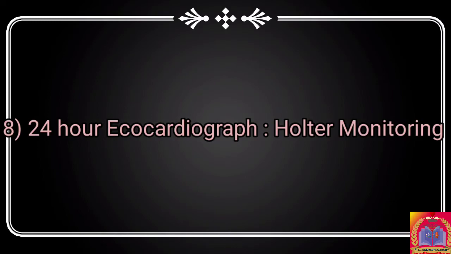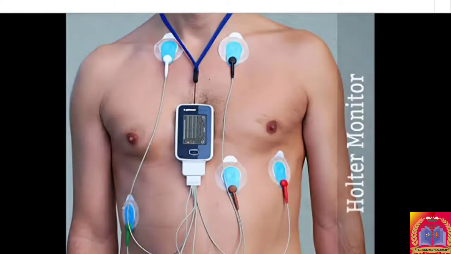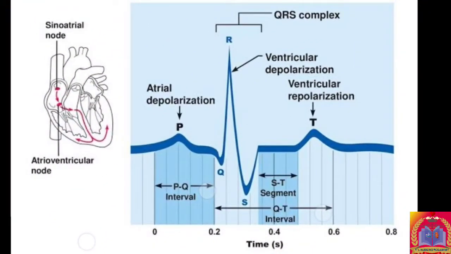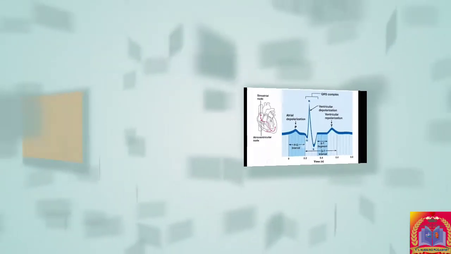So the next point, 24-hour electrocardiograph. It is called Holter monitoring. Move on to the next point, P wave represents atrial depolarization. In this diagram we can see the P wave represents atrial depolarization, ventricular depolarization is represented by the R wave, and the T wave represents ventricular repolarization. So friends, just take a screenshot of this diagram and know the normal values of the intervals and the different types of waves in the ECG. There will be another class related to the ECG, so that will be helpful for you.